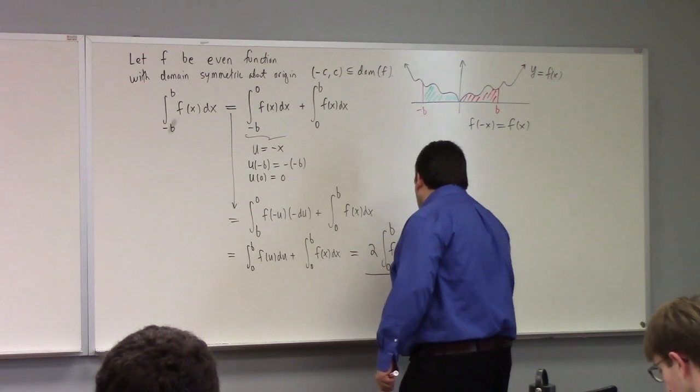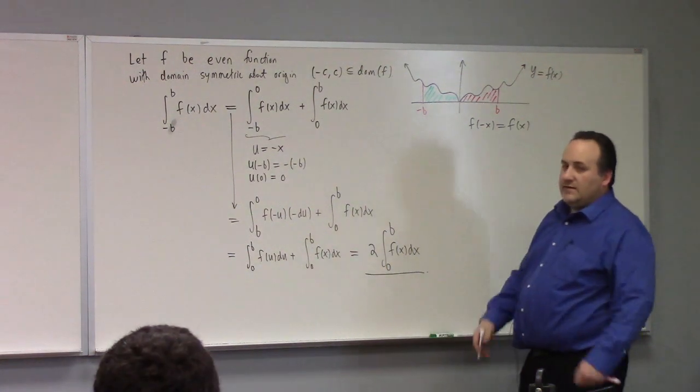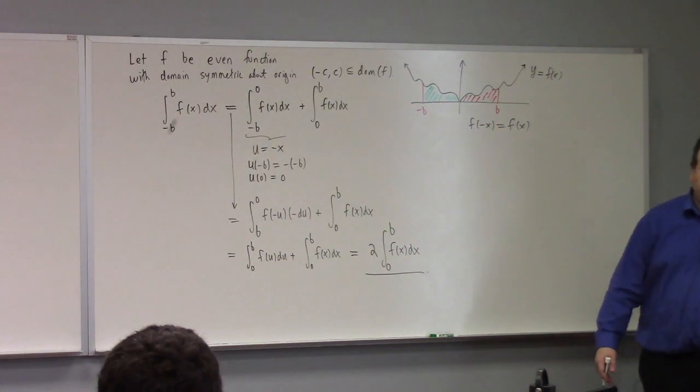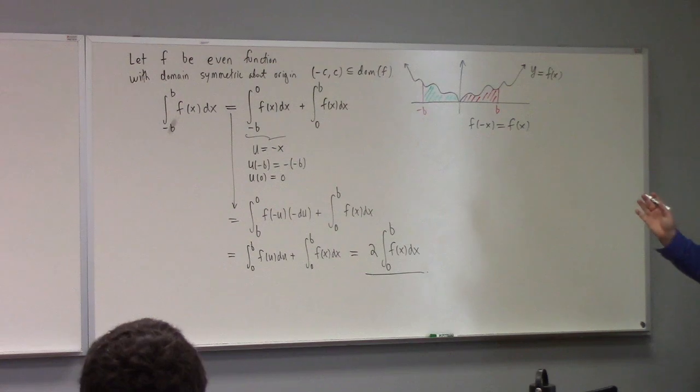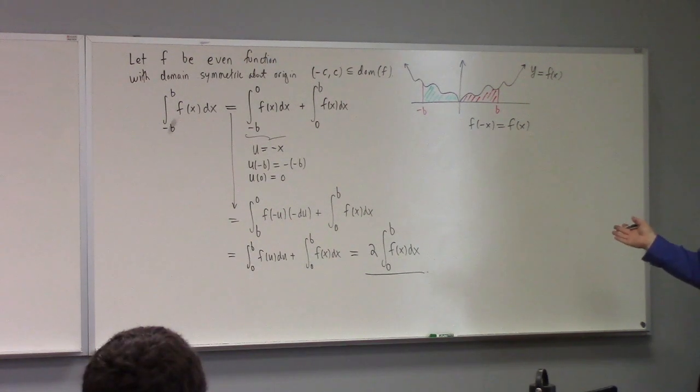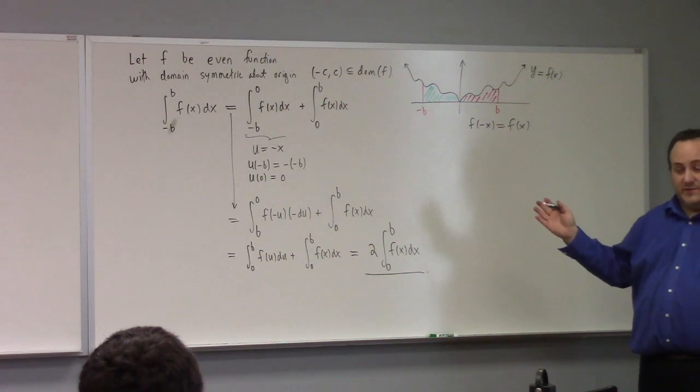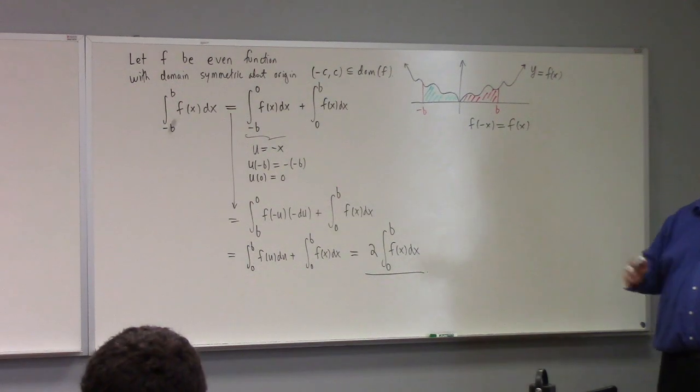So this is a theorem. Anytime you have an even function integrated over a symmetric interval about the origin, we can simply double the integral over the positives. Now, you could just as well double the integral over the negatives, right? You could do twice the integral from minus b to 0, if for some reason that was more convenient to you.